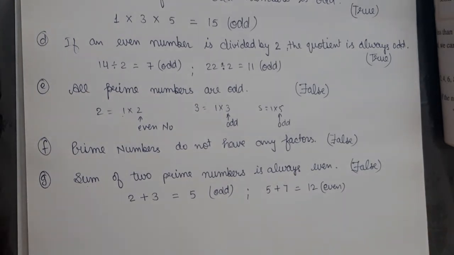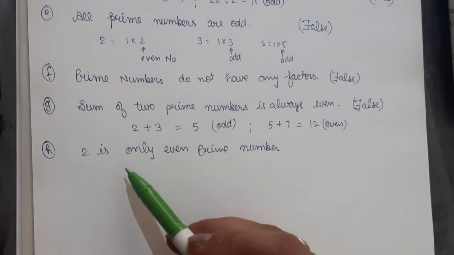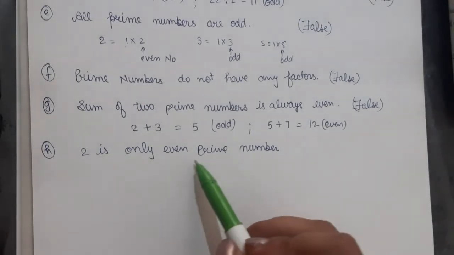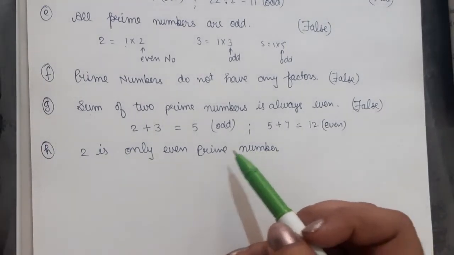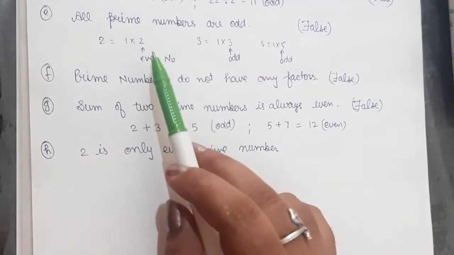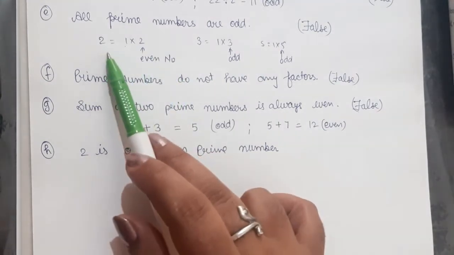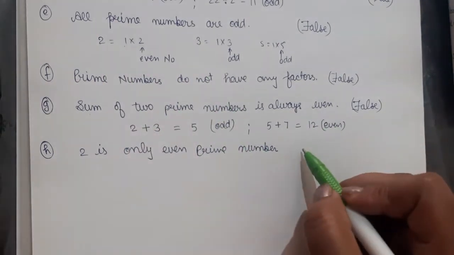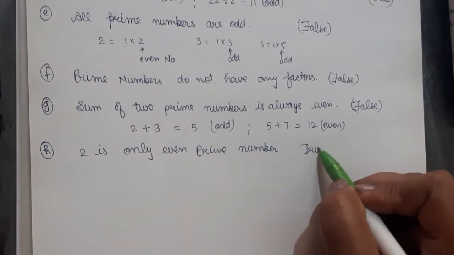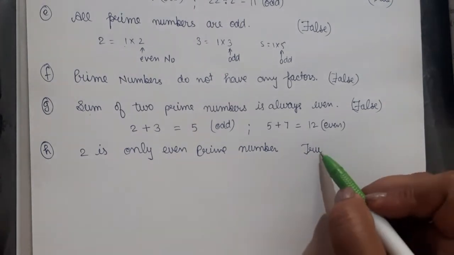We will go for the next. Here in the H part, 2 is the only even prime number. Yes, I have told you here 2 is the only number which is even and it is also a prime number. So it is a true statement. The rest of the prime numbers are odd.